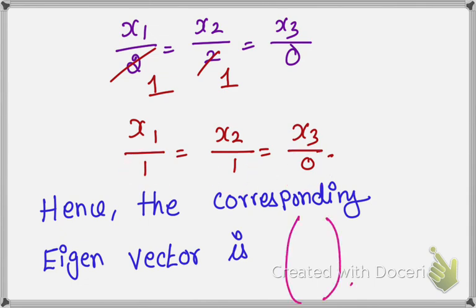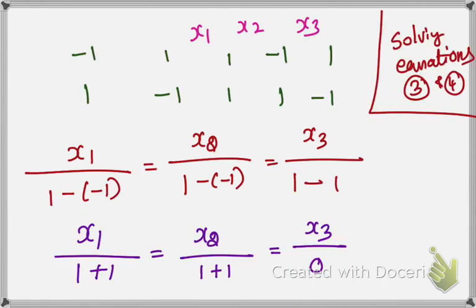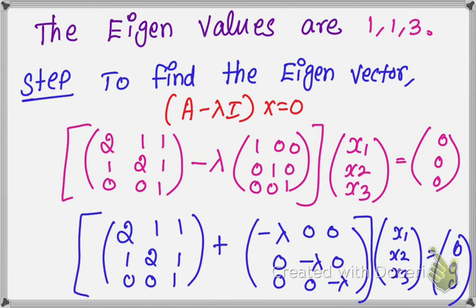1, 1, 0. Next, you put the lambda value. Your lambda values are minus 1, plus 1, plus 1. 1 is repeated twice, so choose any one and apply.